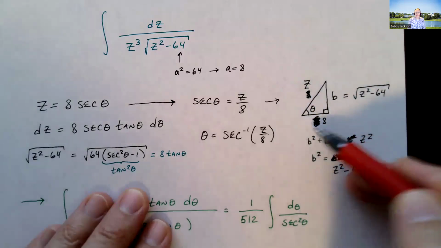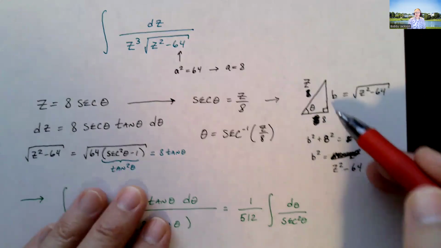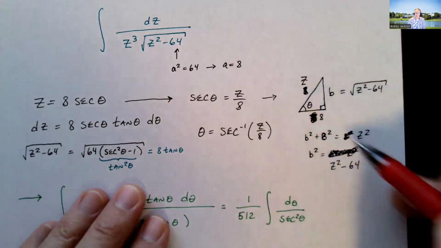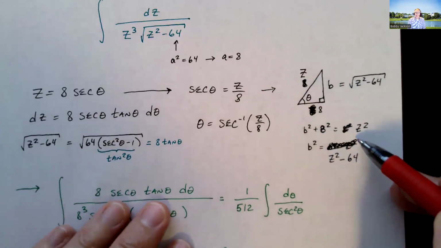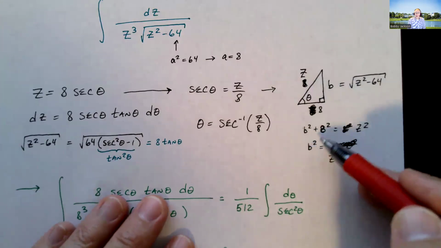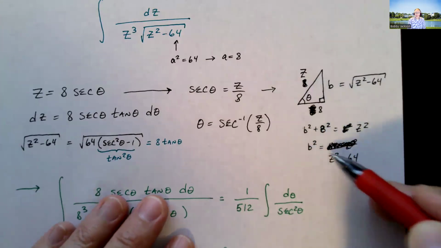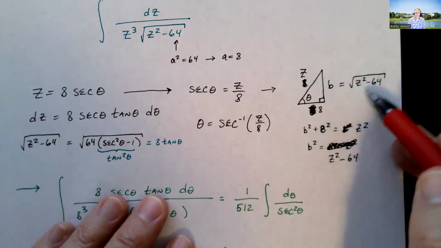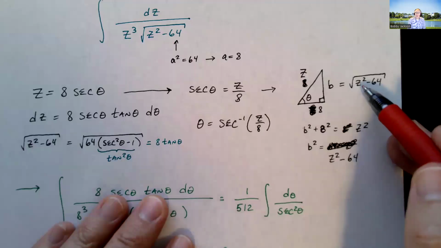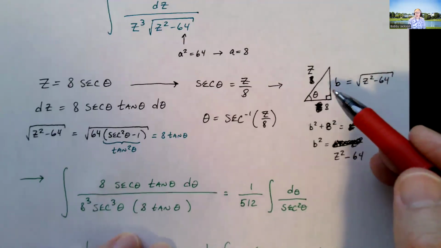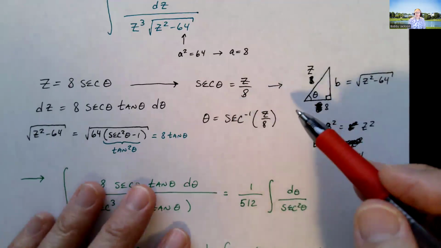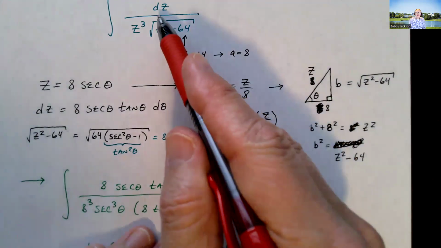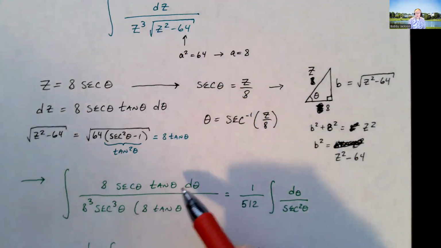And so when we try to find this side b, notice we know that b squared plus 8 squared would be equal to the hypotenuse squared. That's the Pythagorean theorem. So if I subtract 8 squared, or 64, from both sides, I get b squared is this, and so b is equal to the square root of this quantity. Okay, so we'll use this later when we convert back from theta after we integrate. So let's do the substitution. Our dz here is 8 secant theta tangent theta.